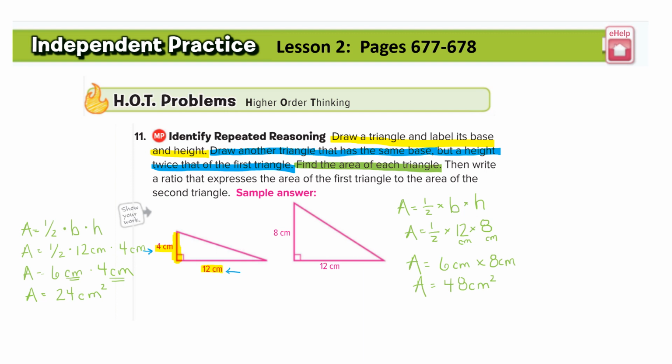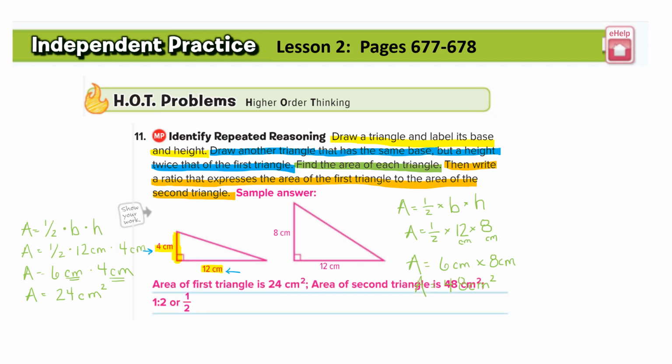We haven't used orange. I need to change the highlighter to orange. Then write a ratio that expresses the area of the first triangle to the area of the second triangle. So here's what we've got. I need to do a little bit of erasing so I can clearly see what I've written. I'm going to move that up so I can stay consistent here. So the area equals 48 centimeters squared.